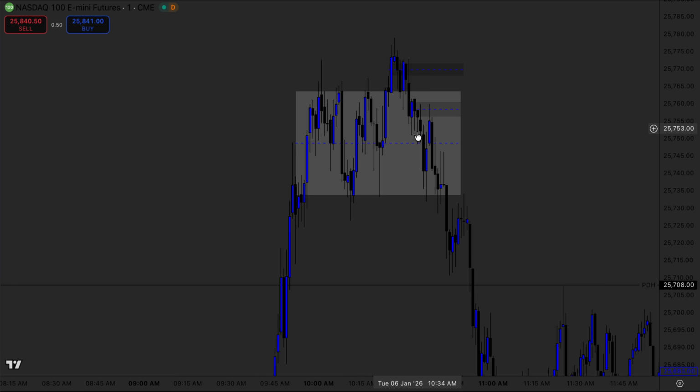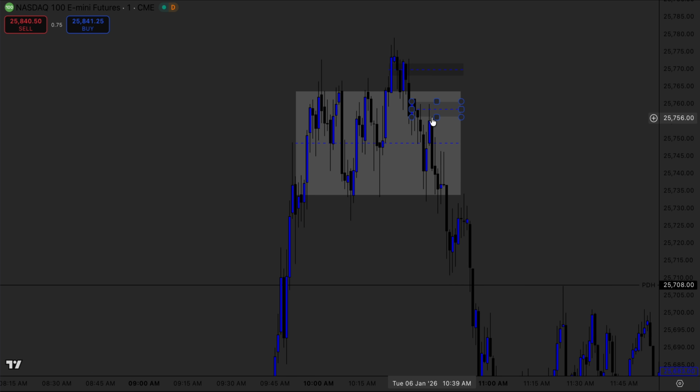So price comes, tests this order block here, taps the consequent encroachment. We tap into the upper quadrant as well. But what happens? Price can't even close inside. If I was taking this trade, this isn't clean delivery, but I would have entered once I saw this candle fail to close inside of this order block. I would have taken this entry here.